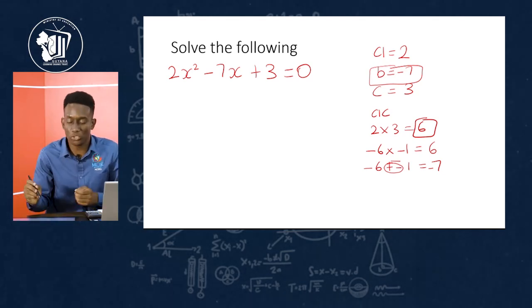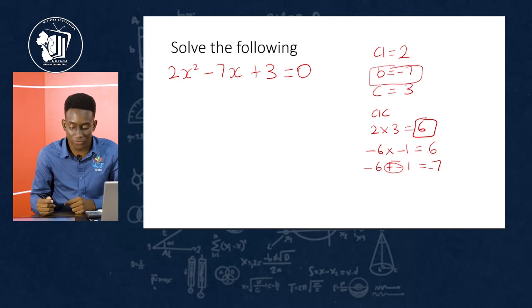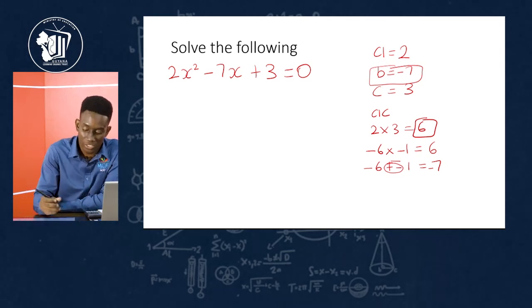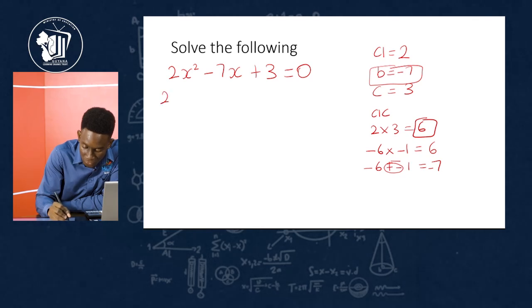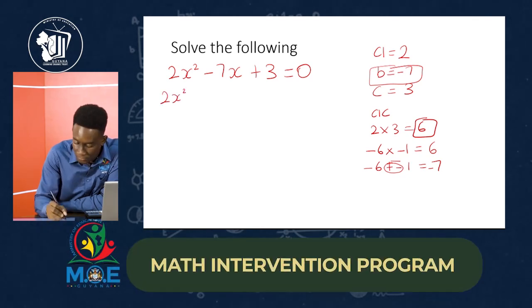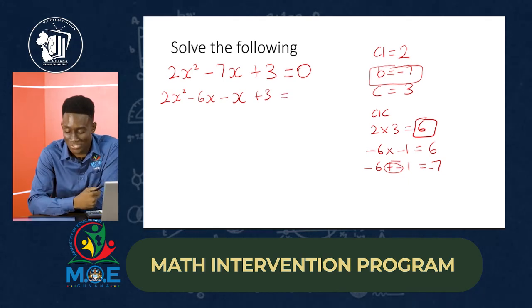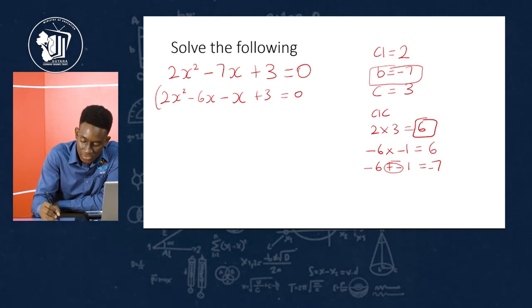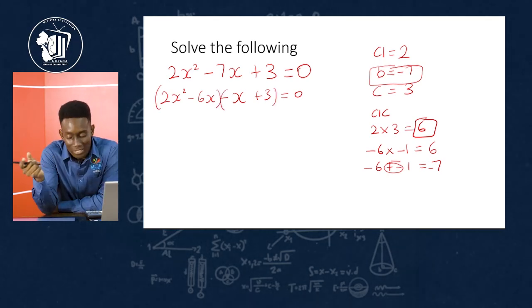So we have our two numbers that we are substituting for negative 7 in the equation. So we'll have 2x squared minus 6x minus, instead of 1x, we'll just say x, plus 3 is equal to 0. Next, of course, we pair off the terms, and then we factorize each bracket individually.